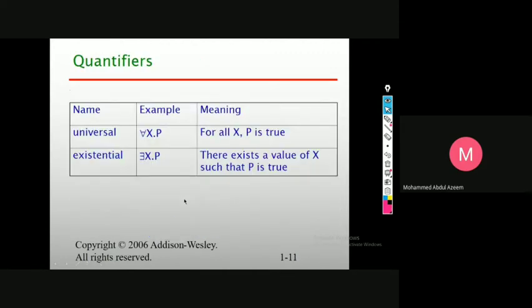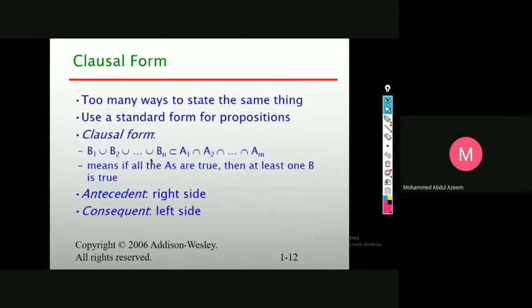Quantifiers, like universal quantifier and existential quantifier. For all, if you want to define certain or assign some value, you can use for all, and for few, then probably there exists, right? You can use, which is said to be existential quantifier. Then causal forms.